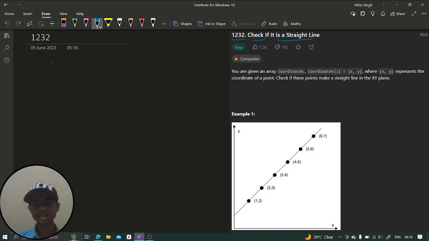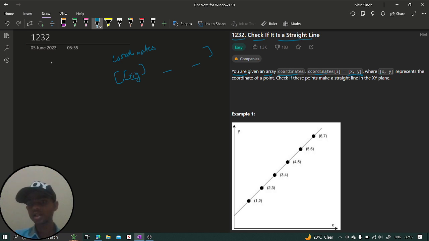Fine, guys. Now let's understand this problem statement. The problem says you are given an array coordinates. Basically, we are given one array, and the array name is coordinates. Coordinates of i is nothing but x comma y. If I assume the coordinates array has a length of three, and it has three elements, then every element is also going to be an array of two values, a fixed size. So that is going to be nothing but x comma y. I hope it makes sense.